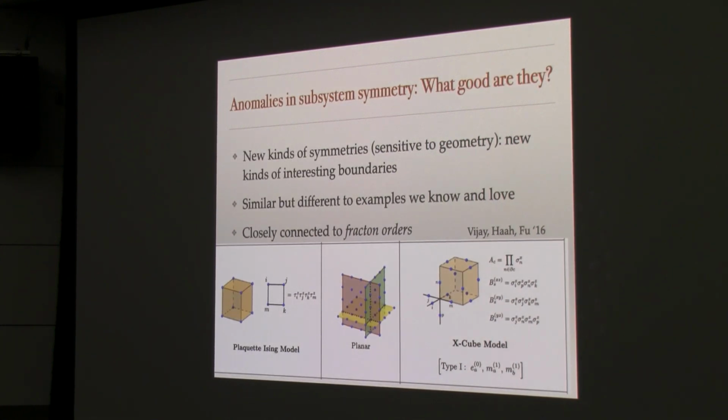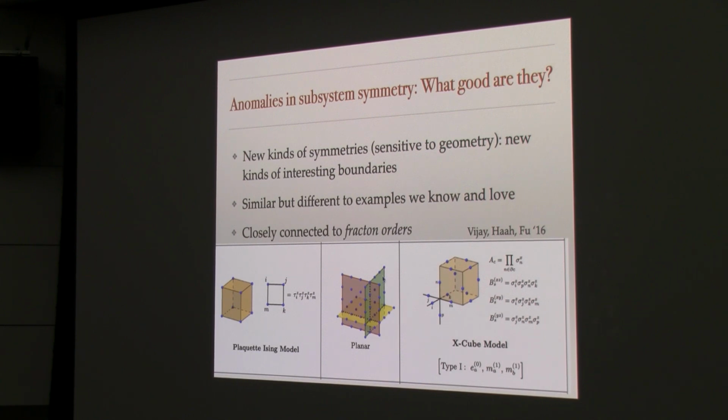And you might ask, why would you ever think of such a strong, restrictive symmetry condition when you're thinking about real phases of matter? And one of the reasons that we started thinking about them is that they are connected to what we call fracton orders, which is actually a new variant of topological order in 3D, okay? And so there is this close connection.